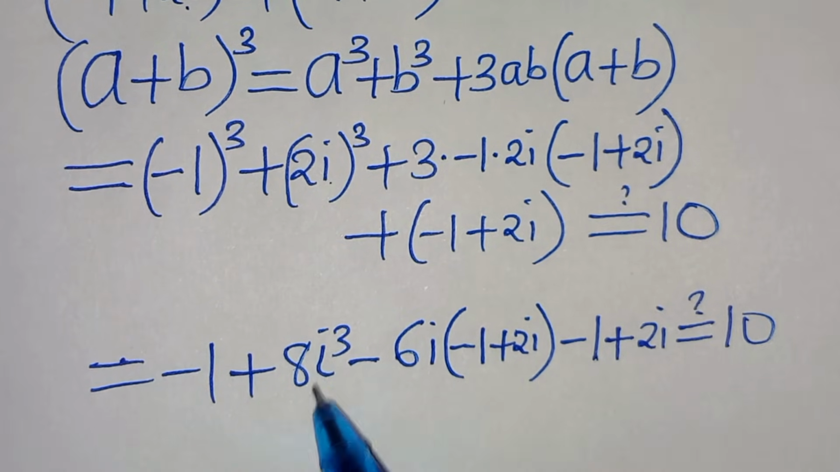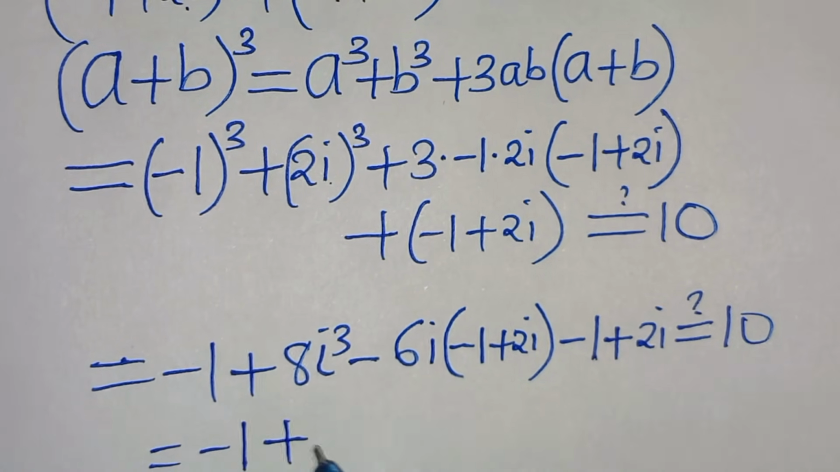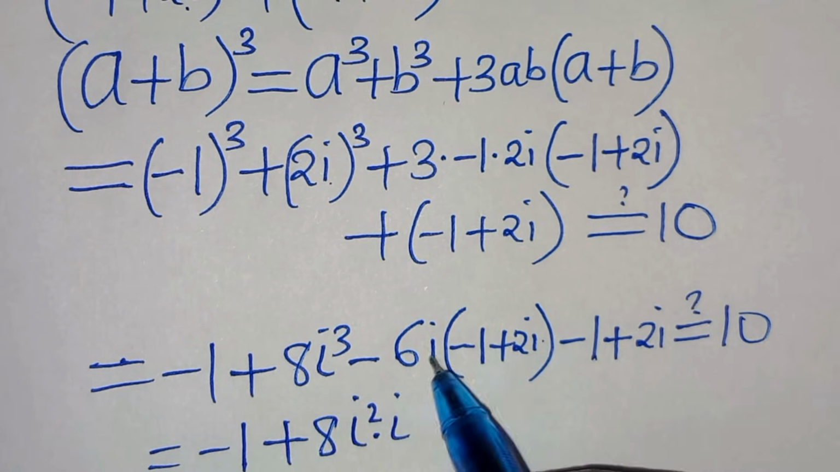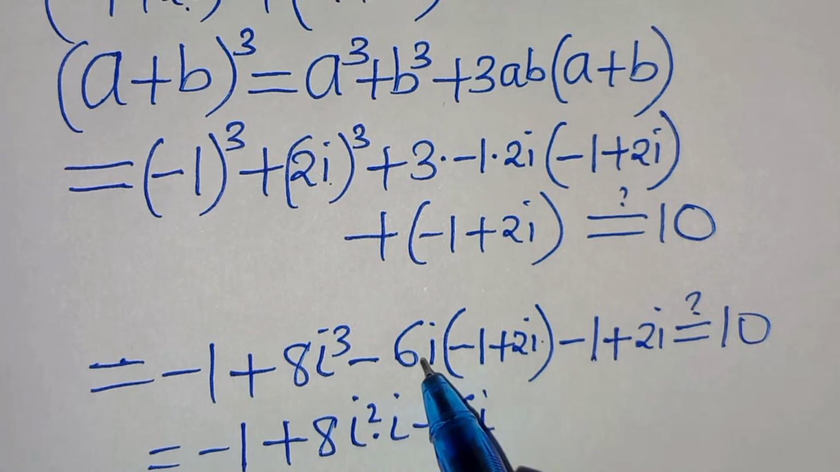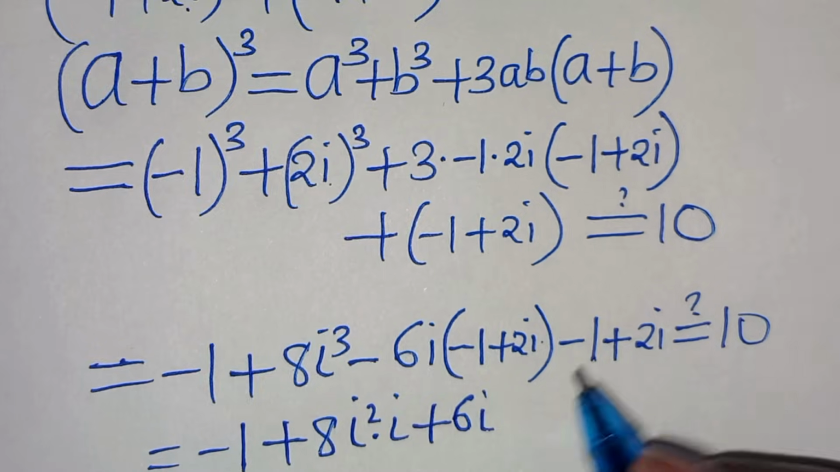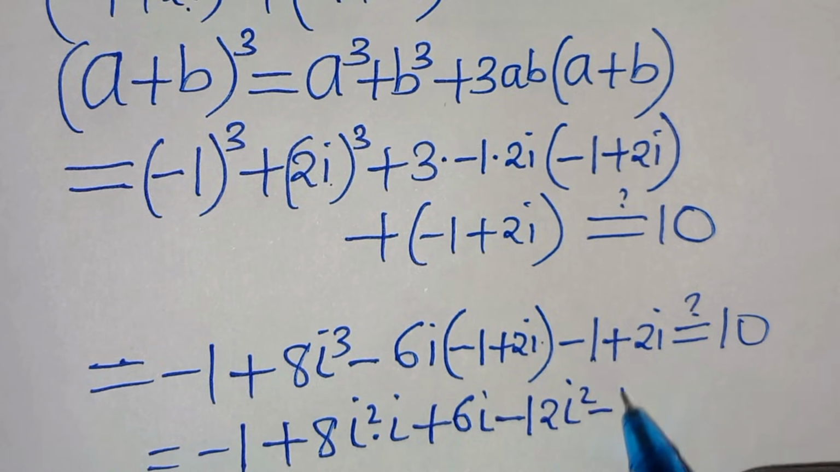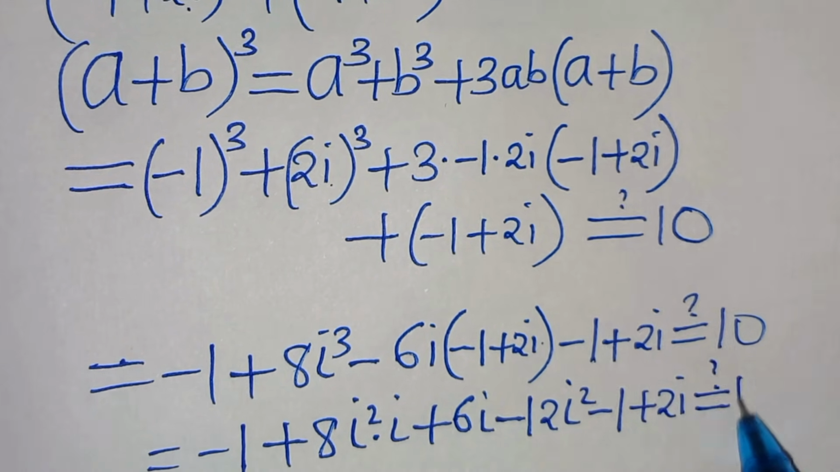We can express this as -1 plus 8i^2 times i. Then let's open the parentheses here. -6i times -1 is plus 6i. Then -6i times plus 2i is -12i squared. Then we have -1 + 2i. This is supposed to give us a value of 10.